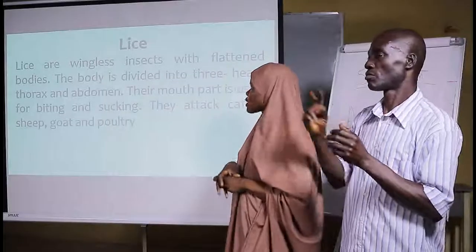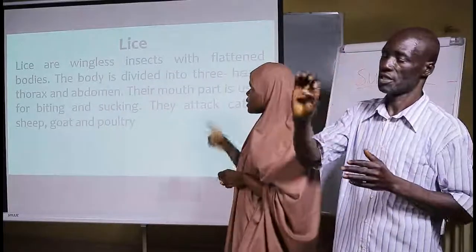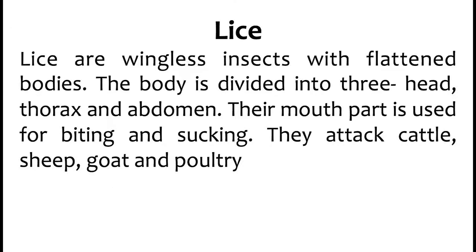Now, the second example of an ectoparasite is lice. Lice are wingless insects with flattened bodies. The body is divided into 3: the head, the thorax, and the abdomen. Their mouth part is used for biting and sucking. They attack cattle, sheep, goats, and also poultry.